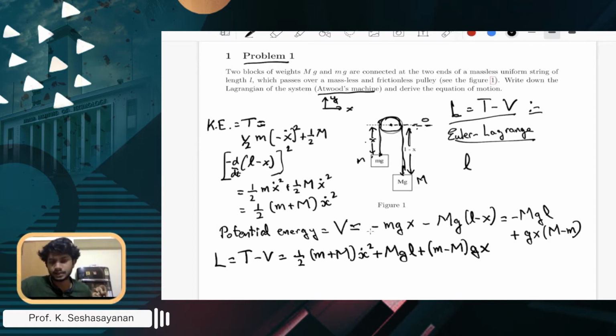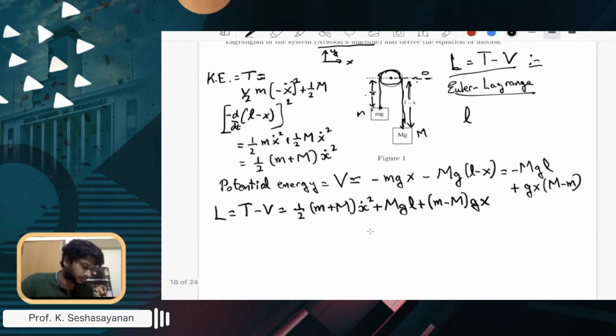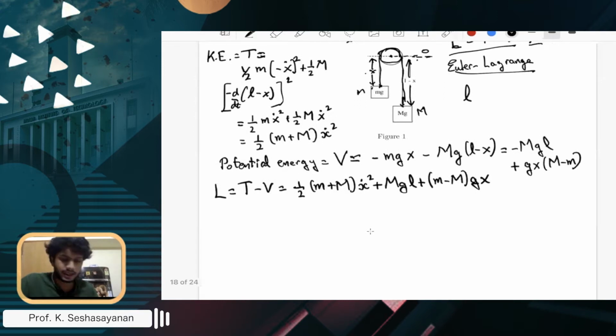Once we have the Lagrangian for the system, we can use the principle of least action, where we construct an action which is an integral of the Lagrangian over a time interval, and then we try to minimize this action, and we say that the system follows the path which minimizes this action integral. So that leads us to the Euler-Lagrange equation.